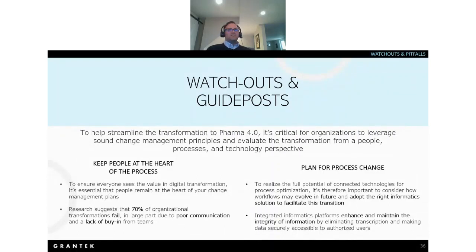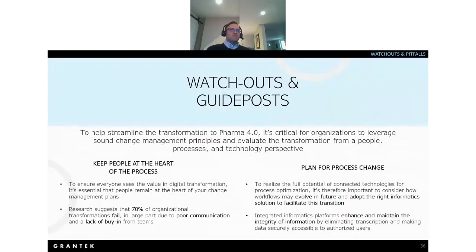Plan for process change. Digital transformation is already improving throughput, efficiency, quality, and visibility across the pharmaceutical value chain. To realize the full potential of connected technologies for process optimization, it's therefore important to consider how workflows may evolve in the future and adopt the right solutions to facilitate this transition.